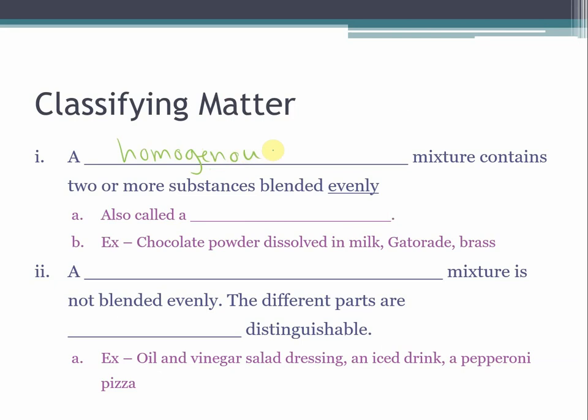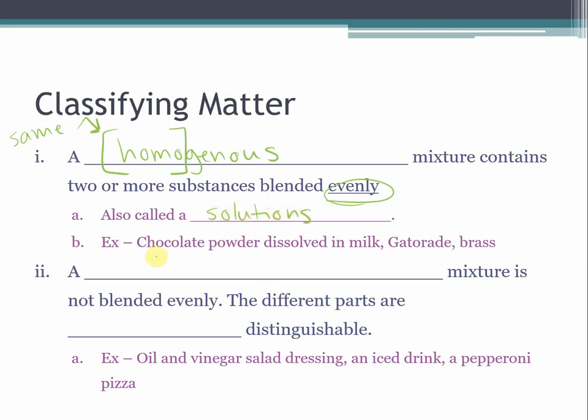There are homogeneous mixtures. You might also hear this pronounced homogeneous. Both are acceptable. And this contains two or more substances blended evenly. So this prefix, homo, means same. And these are called homogeneous mixtures because they look the same everywhere. These are also called solutions.